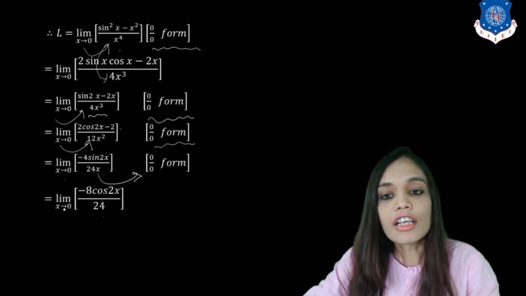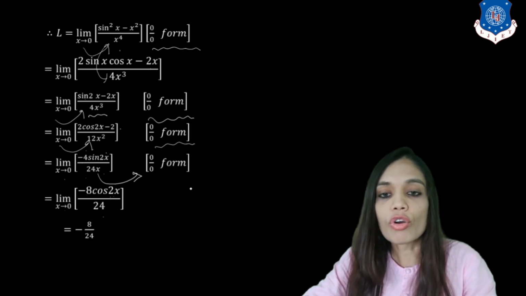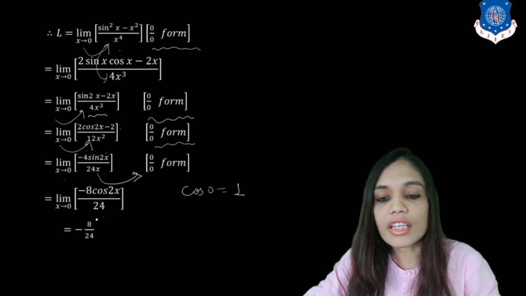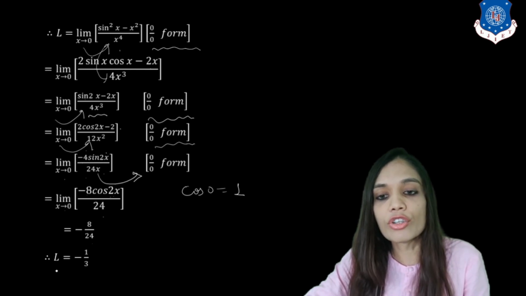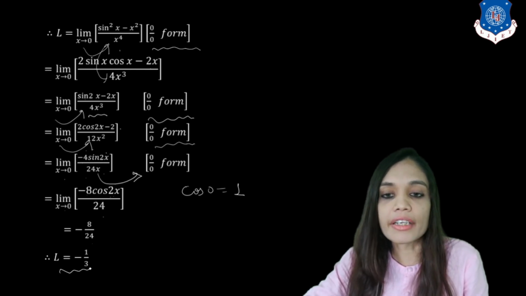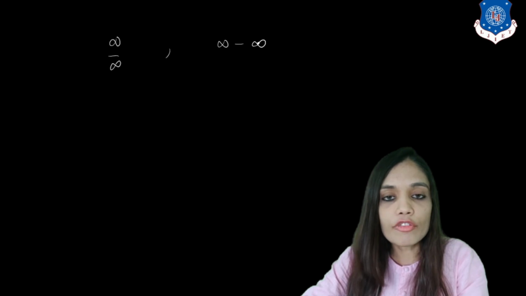Now finally, if you put x tends to 0, we know the value of cos 0 is equal to 1. So you will get the answer as minus 8 upon 24. On simplifying, you will get the value of the limit as minus 1 upon 3. So in today's session, we have studied two types of indeterminate forms. They are infinity by infinity and infinity minus infinity.